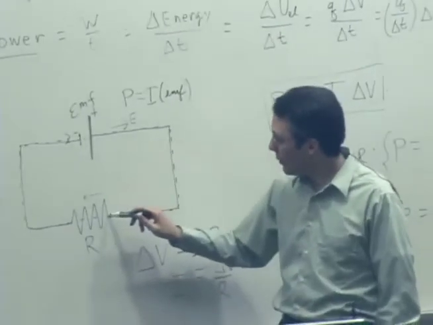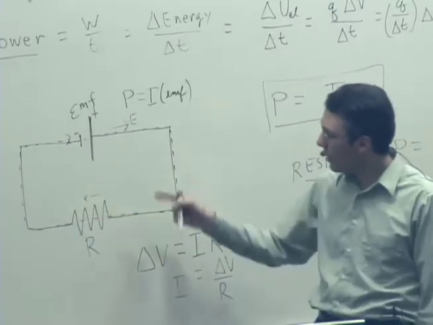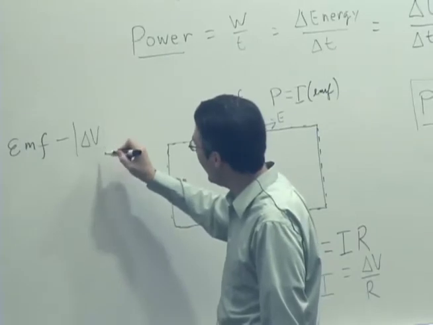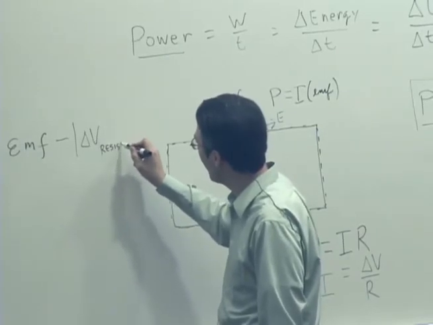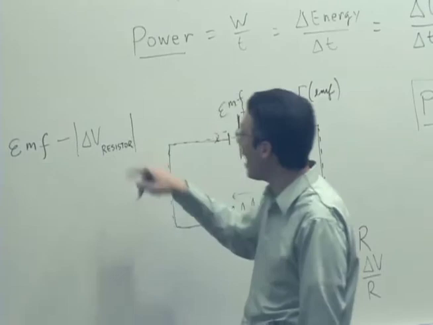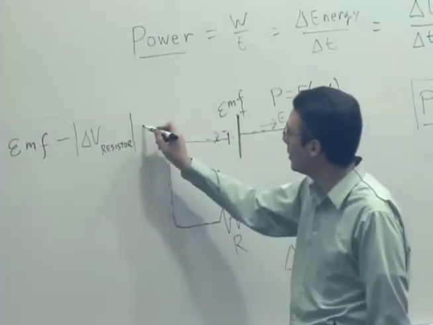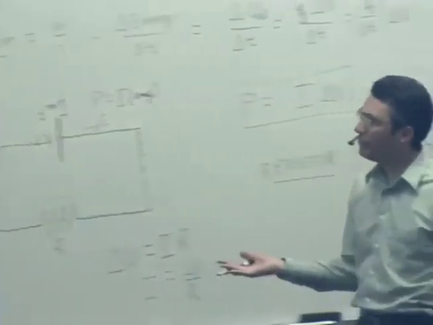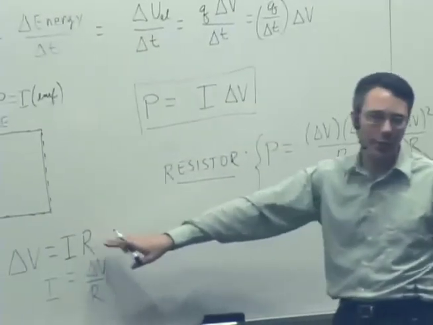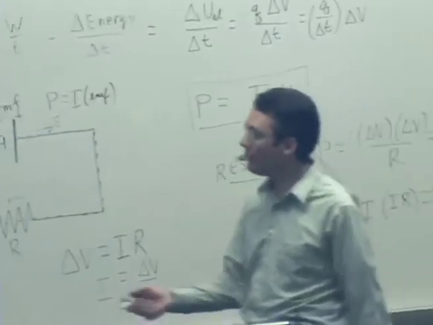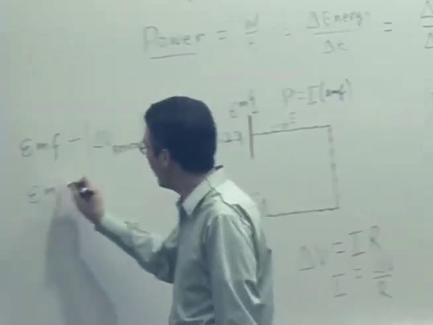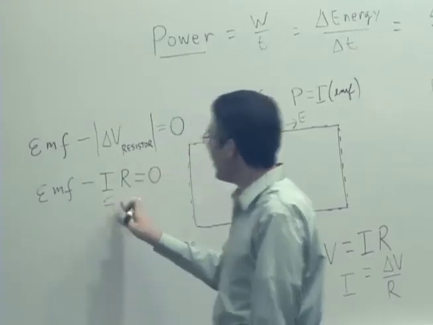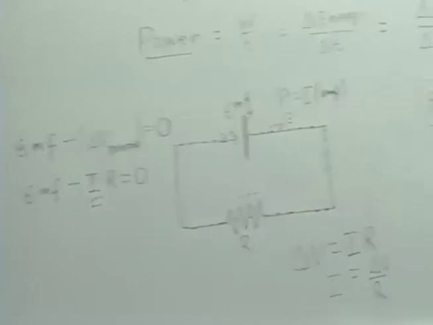Then the only other potential difference I'll have is when I go across the resistor. I'm going to have a potential drop, so I'm going to say minus the magnitude of the potential difference across the resistor. Back to where I started from, that's equal to 0. But delta V is equal to the current times the resistance, right? So I could just write EMF minus I times R is equal to 0, and then just solve directly for the current in this particular circuit.